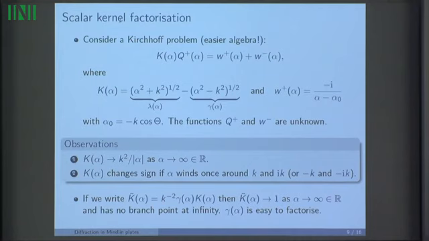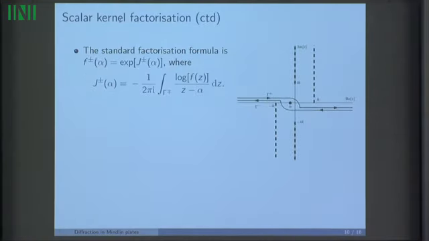Gamma itself is easy to factorize. You just literally factorize the polynomial there and share out the two branch points. So they write it as something which tends to 1 times something which is easy to factorize, but also, as I say, has no branch point at infinity.